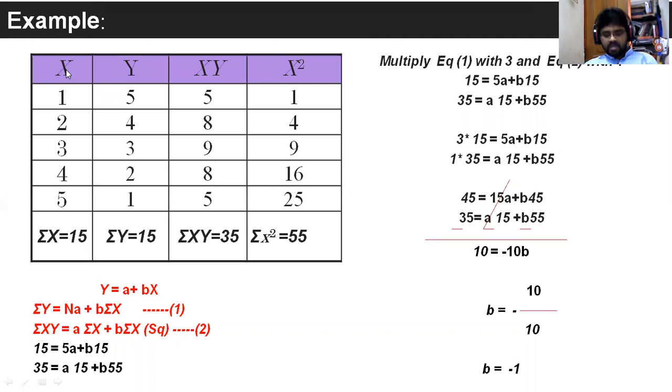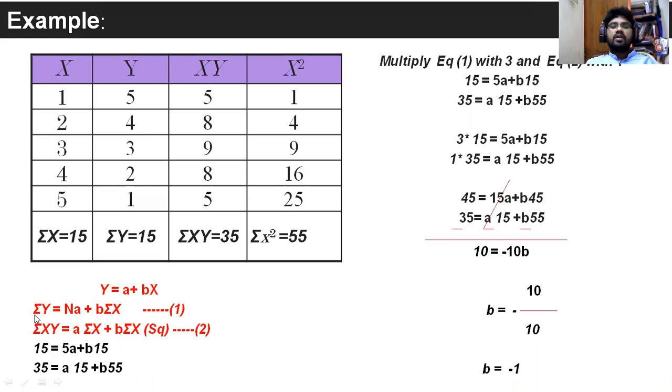See, as I see how they have mentioned that x values have taken like this: 1, 2, 3, 4, 5, and y values 5, 4, 3, 2, 1. Then, same thing as I told you, we need to follow the same regression formula, that is y is equal to a plus bx.